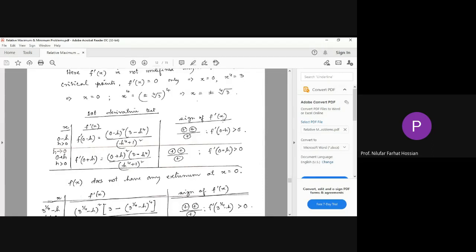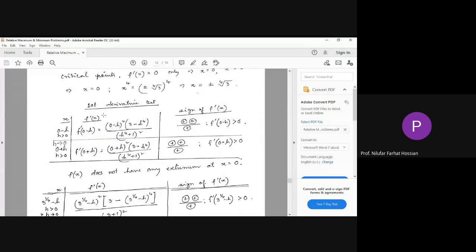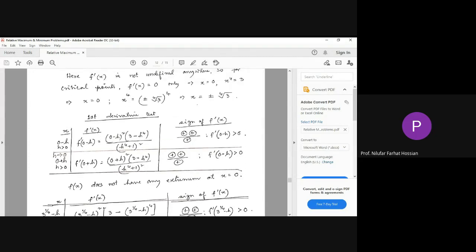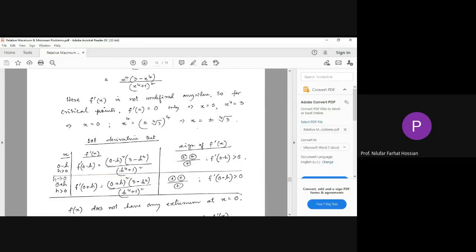Okay, I am trying with the first derivative test. So the first point is 0. So 0 minus h and 0 plus h. What was our derivative? This was our derivative. So you just put x equal to 0 minus h. So minus h whole square, 3 minus h to the power 4, divided by h to the power 4 plus 1 whole square. This is a whole square, so this factor will be positive. h is a very, very small positive number, so this factor will be also positive. So positive by whole square, so it is positive. The derivative at 0 minus h is positive.